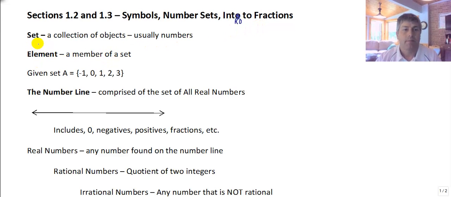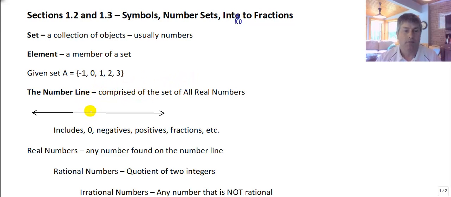A set. A set is simply a collection of objects, usually numbers in mathematics. And an element is any member of a set. So here's an example of set A that is made up of the elements -1, 0, 1, 2, and 3. There's an infinite number of different kinds of sets that we'll see, but you just need to understand the element of the items that are included in the set.